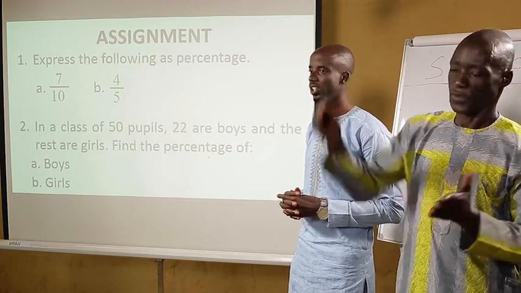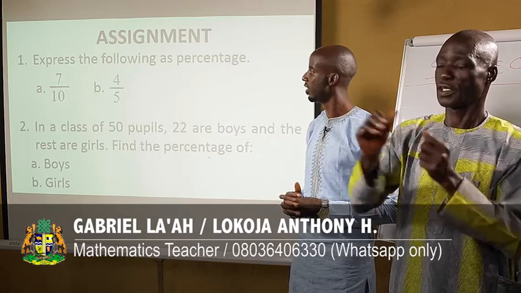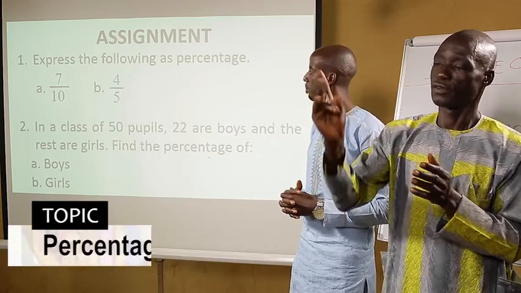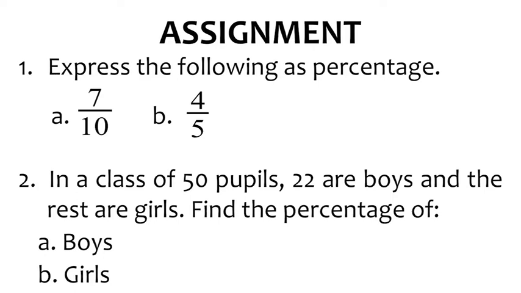I repeat the assignment again. Express the following as percentage. A, 7/10, B, 4/5. Number 2, in a class of 50 pupils, 22 are boys and the rest are girls. Find the percentage of A, boys, and B, girls.